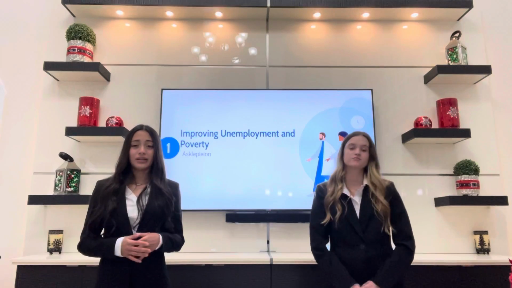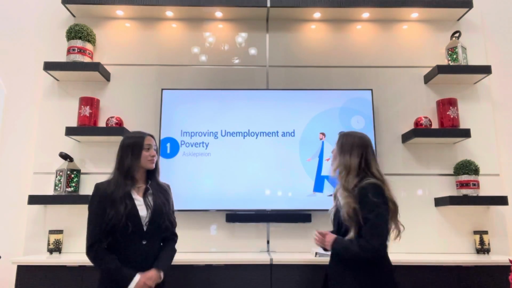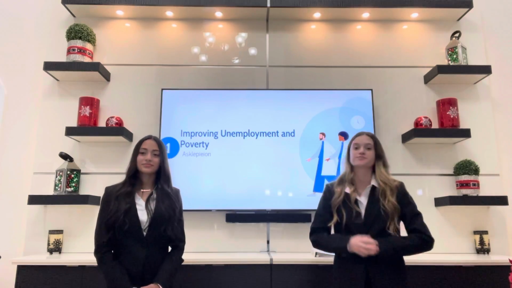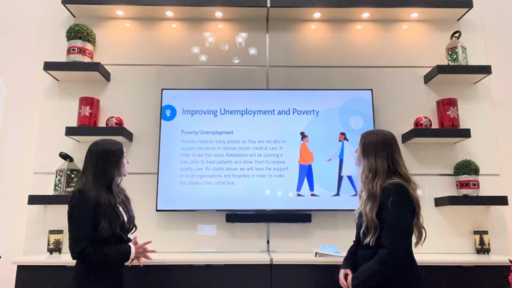Sounds very well put, but how are we going to do it? Well, first we're going to start by improving unemployment and poverty.